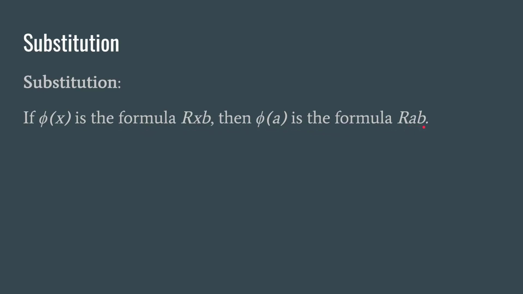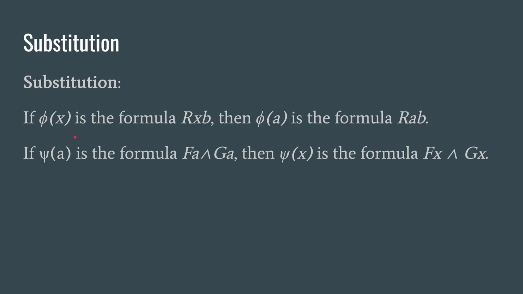And if there had been more occurrences of x in the formula, then we would have had more substitution instances for a. We would have put in a wherever there was an x, even if there had been 3, 5, 6, or 1,000,000. We can go the other way around as well and do a substitution where we start with a formula that has an individual constant and put in a variable anywhere we see the individual constant. So if psi a is the formula Fa and Ga, then psi x is the formula where all of the a's have been replaced by x's.